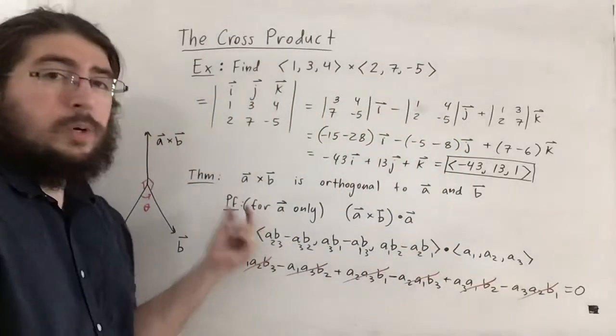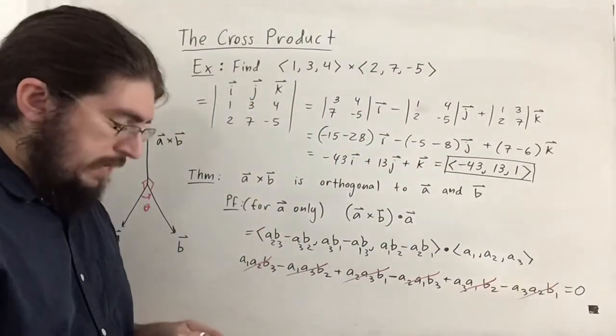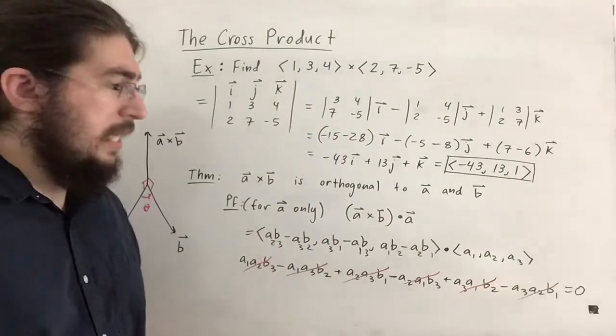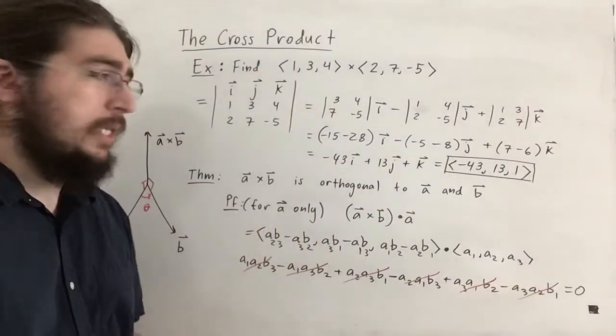Now again, that's only showing it for A. If I were to show it for B, it would just take too long. But it's the same exact idea, just with B1, B2, B3 instead. And you get the same, well, similar cancellation anyways.